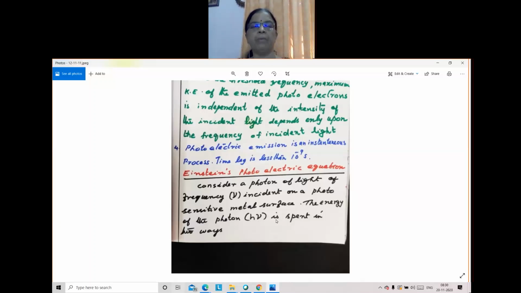When h nu energy is incident on a metal surface, the work function of the metal is h nu 0. The metal takes h nu 0 from the incident radiation to eject the electron, and the remaining energy is converted into kinetic energy. What is the equation for kinetic energy? Half m v square. So the same equation we can see.